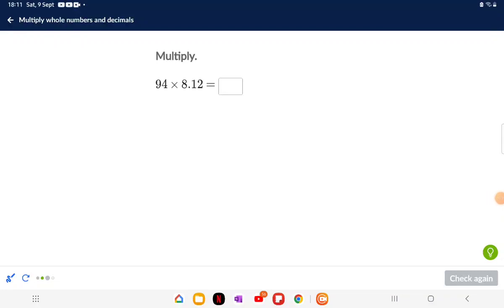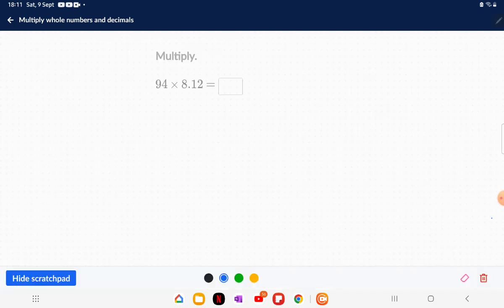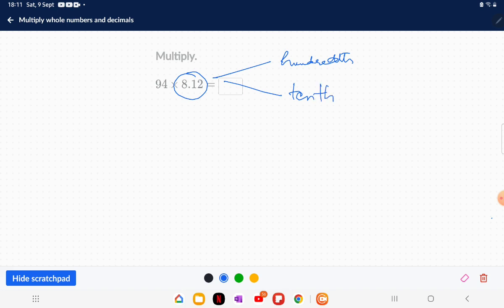Okay, so we're multiplying 94 with 8.12. And there are a number of ways through which you can do it. One way is to convert whatever number we have here into either a hundredth or a tenth. So either a hundredth or a tenth, and that is an option that we have. But it'll depend on the sort of number that we have.